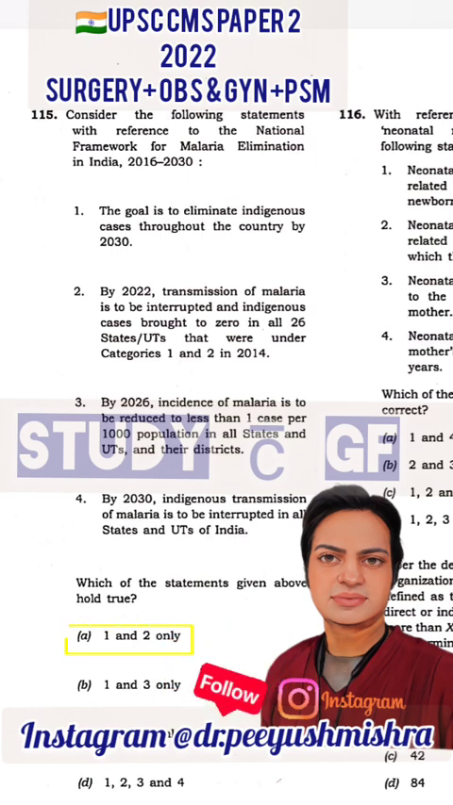Consider the following statements with reference to the National Framework for Malaria Elimination in India 2016-2030. The goal is to eliminate indigenous case throughout the country by 2030. By 2022, transmission of malaria is to be interrupted and indigenous case brought to zero in all 26 states and union territories that were under categories 1 and 2 in 2014.